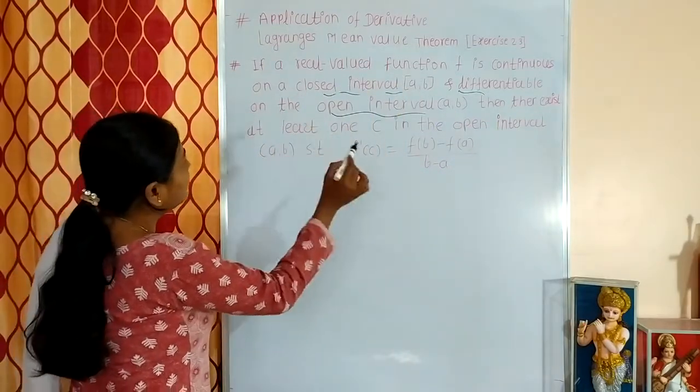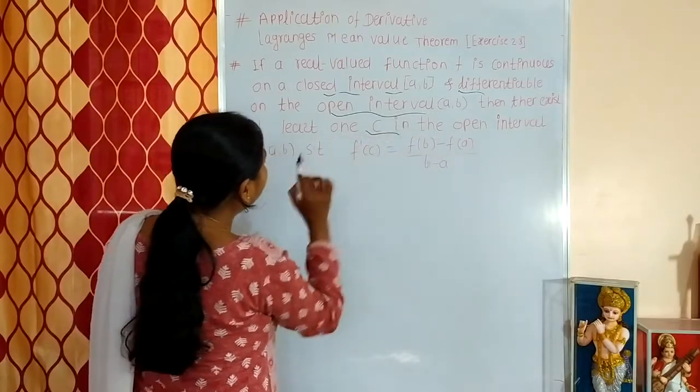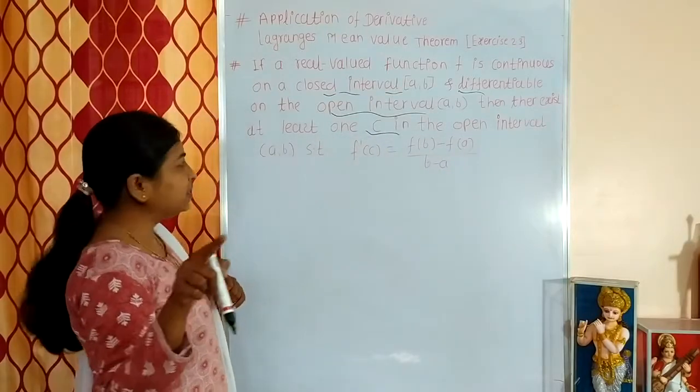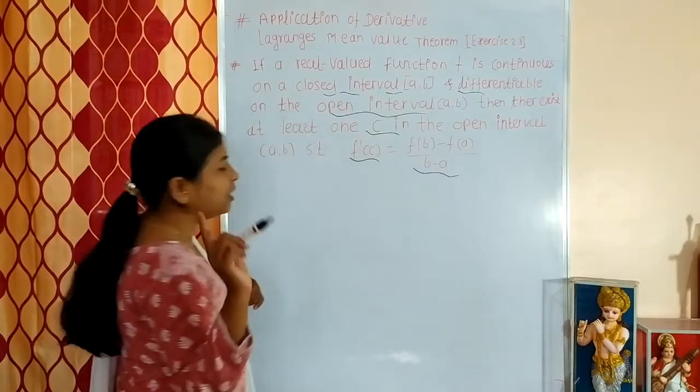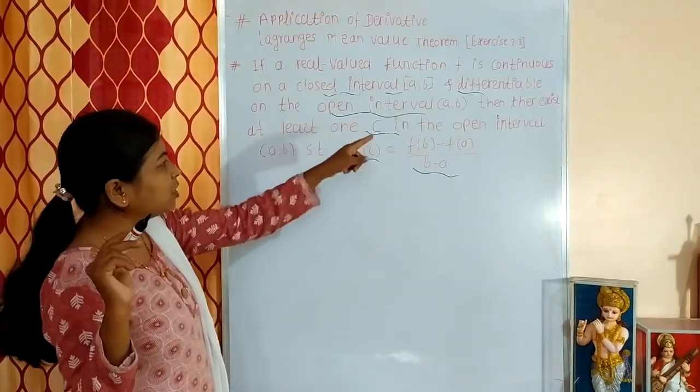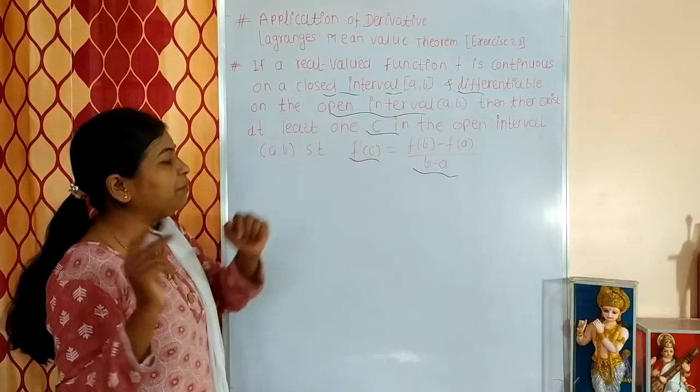Then there exists at least one point c in the open interval, such that f dash of c is equal to, this formula is important, f dash of c is equal to f of b minus f of a divided by b minus a.